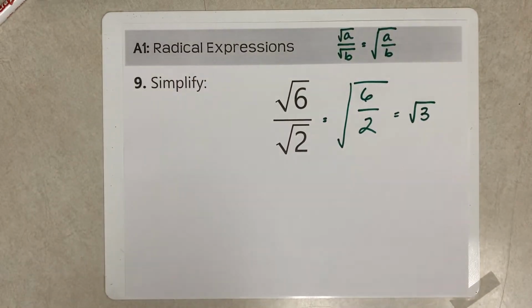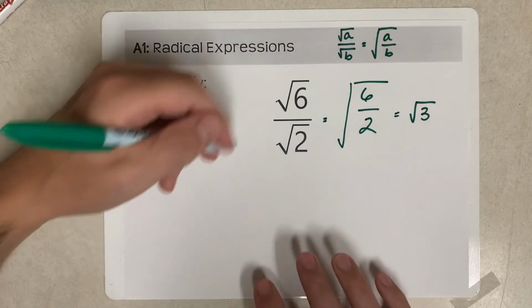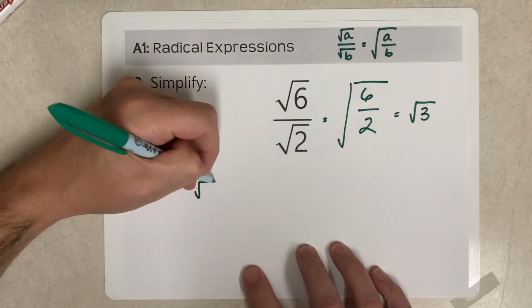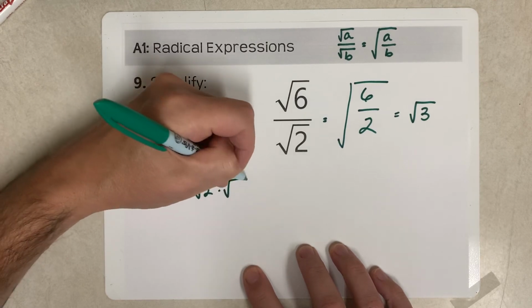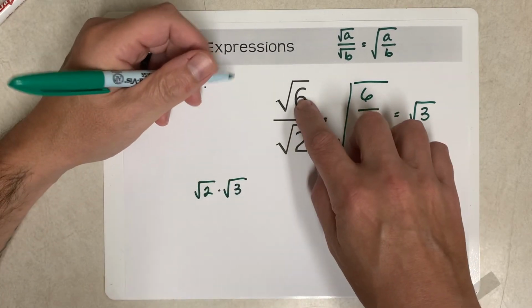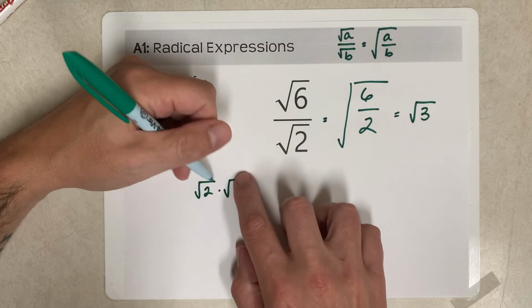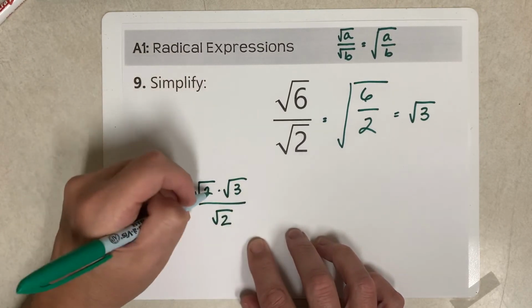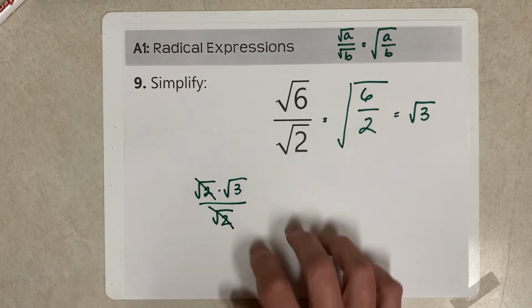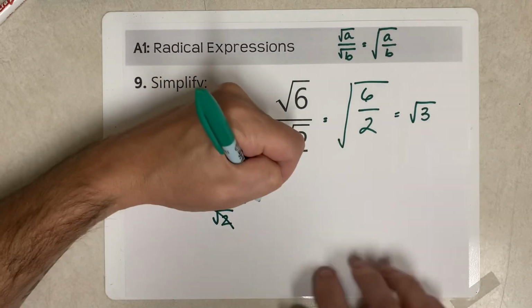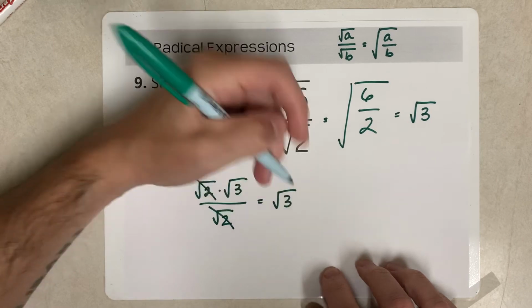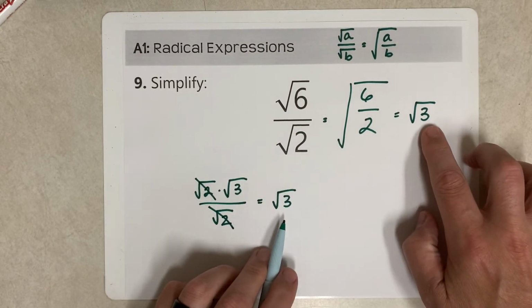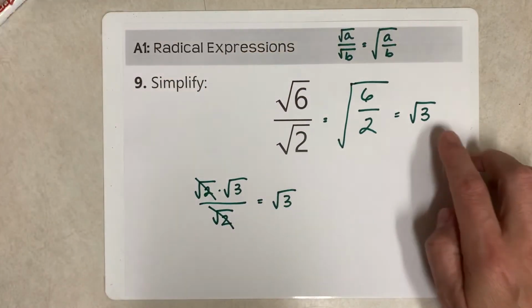And I wind up with root 3. But root 3 you can't simplify, so it's done. So there's another way you could do this. You could have written the root 6 as root 2 times root 3, because remember, we can break that number up into its individual factors, each with a square root over root 2. These are the same thing over itself, so they cancel because they're multiplicative inverses, and you wind up still getting root 3. So either one of these methods works. You get root 3 every time.